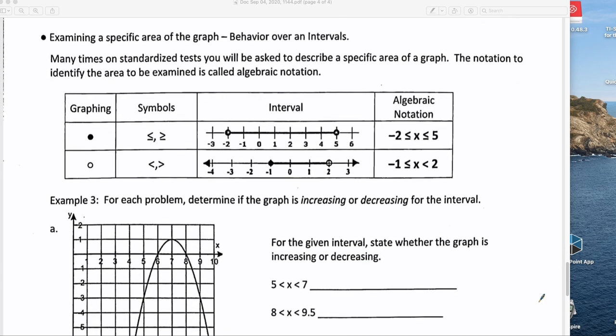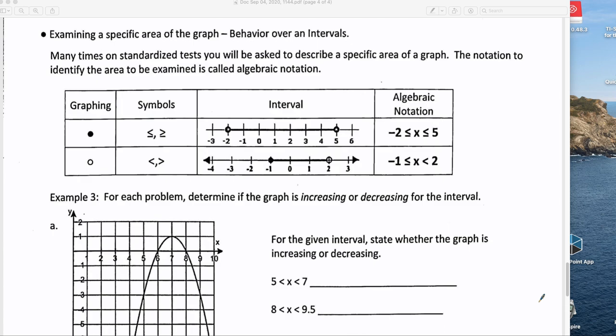We're going to take this part about whether the graph is increasing or decreasing, and take it one step further. We have something here at the top that is called algebraic notation. It says, many times on standardized tests, you will be asked to describe a specific area of a graph. The notation to identify the area to be examined is called algebraic notation. And it looks just like inequalities, and I'm showing you a graph there so you can read it. Basically, when you encounter this, it wants you to describe what the y values are doing. And this is how you read it.